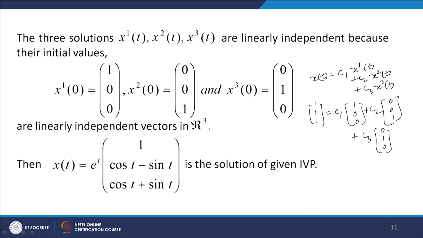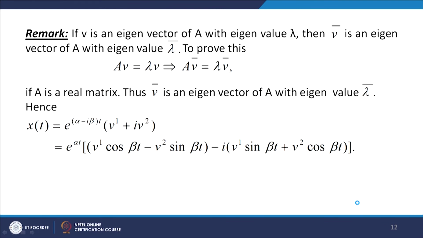So, we get here c1, c3, c2. Okay. So, we get c1 = c2 = c3 = 1, and so the general solution is x(t) = e^t (1, cos t - sin t, cos t + sin t). We can put c1 = c2 = c3 = 1. So, we get the solution of the initial value problem.